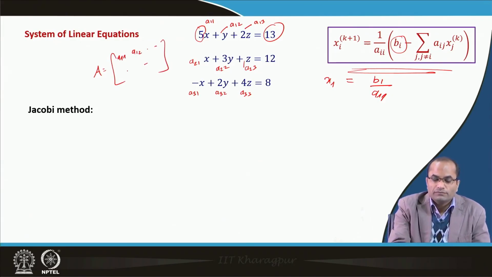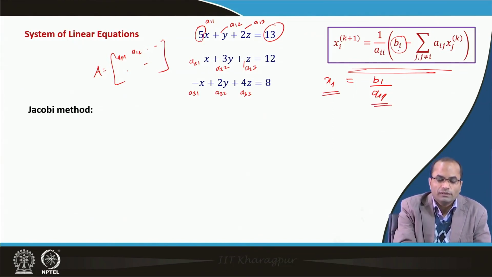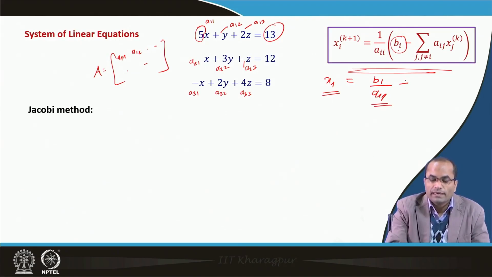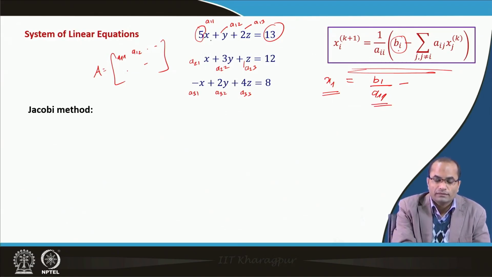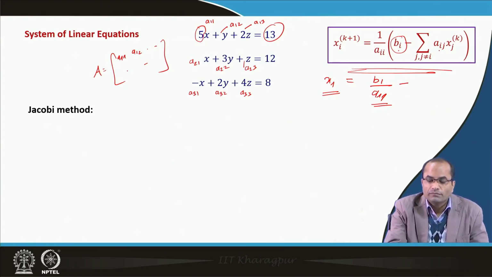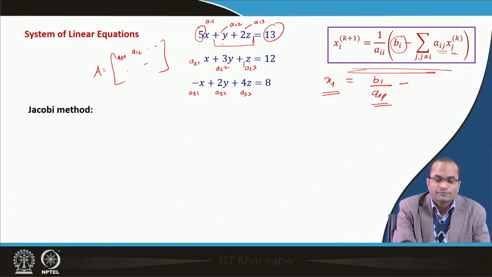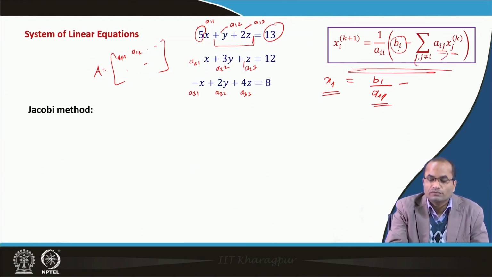So, having this formula, what we are doing actually, this x 1 is equal to b 1 divided by this a 1 1, and minus again we are dividing by this a 1 1, that is this 5, when we sum with this a i j x j, and this is nothing exactly this a 1 2 and a 1 3, because the sum is over j.